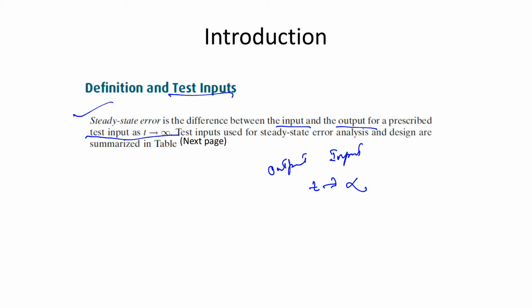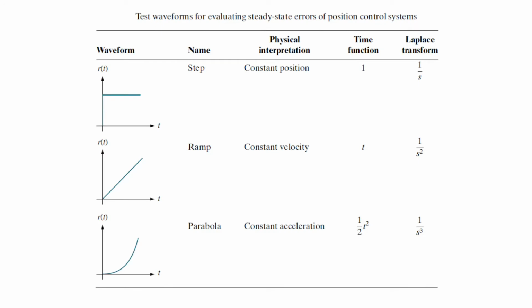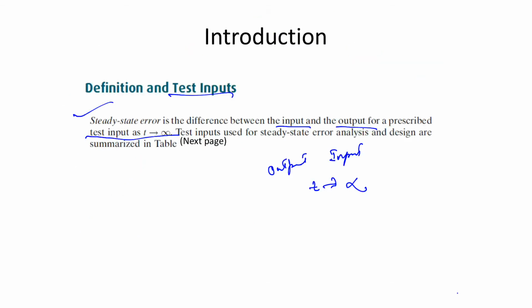There are different test inputs used for the steady state error analysis. These are the test waveforms to evaluate the steady state error of a position control system: the step input, the ramp input, and the parabola input. To explain how these test signals are used, let us take the case of a position control system.